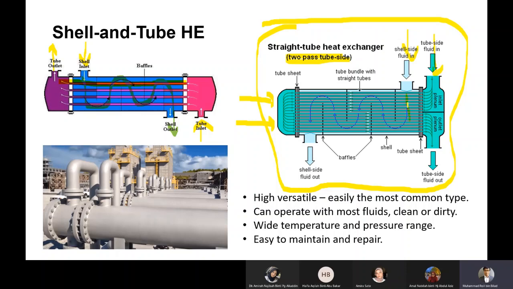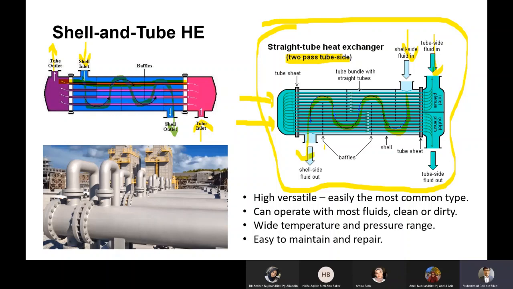The flow is basically directed by the baffle, so it goes down first. It cannot go directly there because it is blocked by the baffle, so it goes down, and then there's a baffle here, so it goes up, goes down, goes up, down, and this is the exit of the flow.